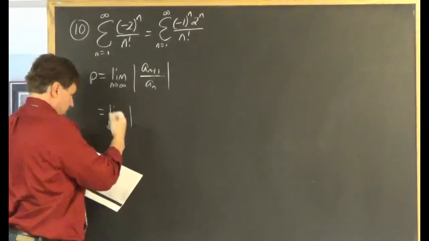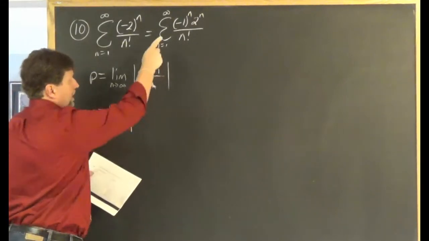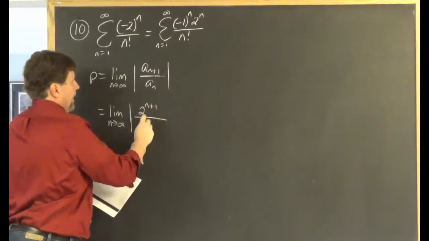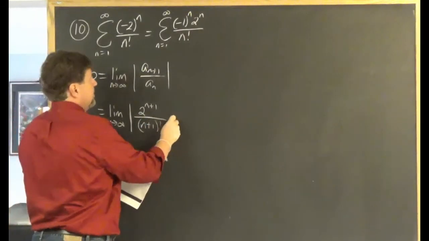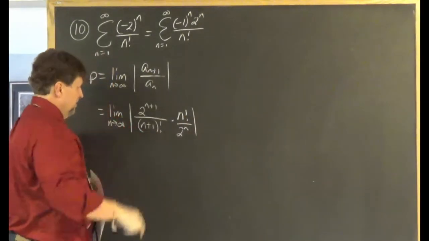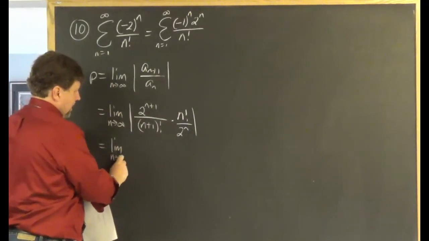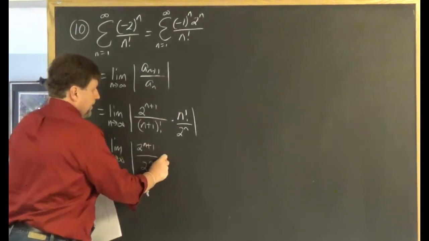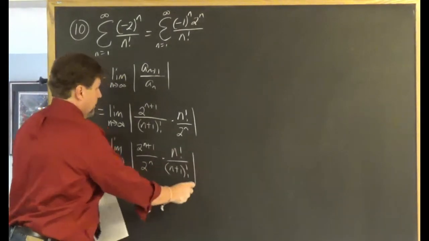So let's get on with it. Let's see, a sub n plus 1. Well, a sub n plus 1 gives me a 2 to the n plus 1 over n plus 1 factorial, then times n factorial over 2 to the n. And I put that step in of putting all the like pieces together. So I have 2 to the n plus 1 over 2 to the n times n factorial over n plus 1 factorial.